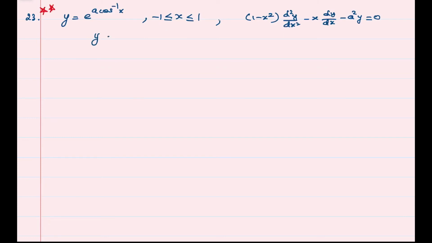The given equation is y is equal to e raised to a cos inverse of x. Let us differentiate both sides with respect to x. We get dy by dx equal to, we have to differentiate the e function first and then the power. Derivative of the e function is the same, into derivative of the power, a times, and derivative of cos inverse is minus 1 upon root of 1 minus x square.